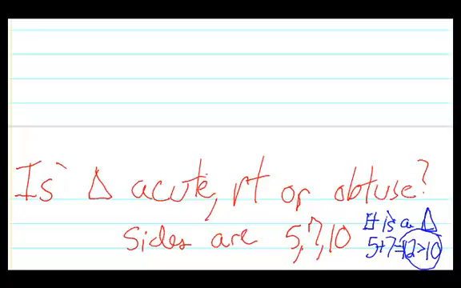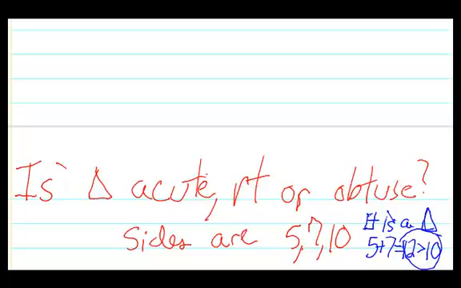Before I answer the question of if it's an acute, right, or obtuse triangle, we need to double check and make sure that it is actually a triangle. Just because you have 3 side lengths doesn't mean that it can make a triangle. For example, if I gave you 2 toothpicks and then a yardstick, you could not connect those 3 things and make a triangle out of it.